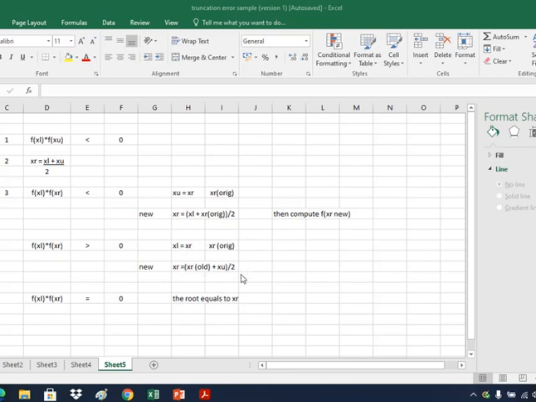Same process again, until such time that the product of the lower bound and the root is equal to 0. So there is nothing more to do, you are done. That means that root is equal to the XR. So that is the root.